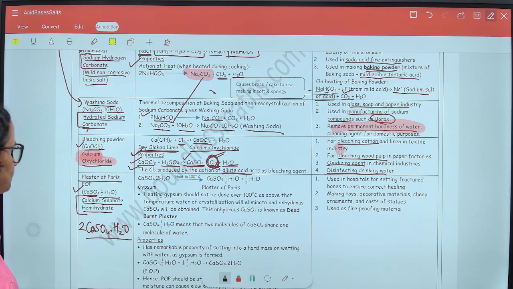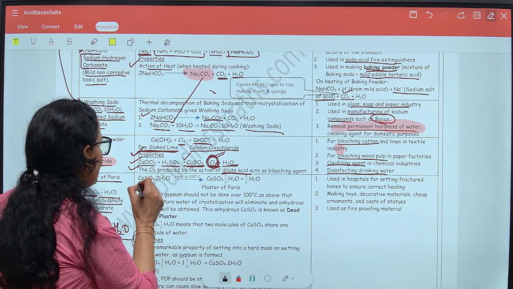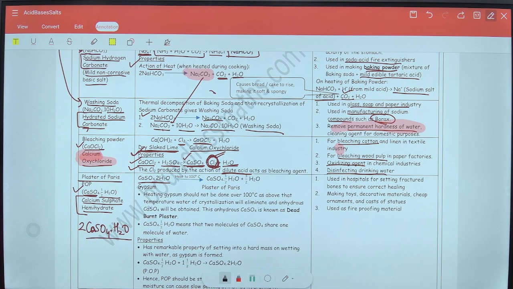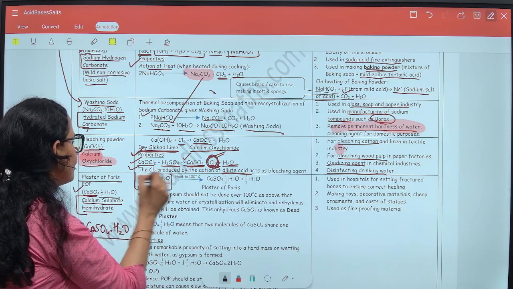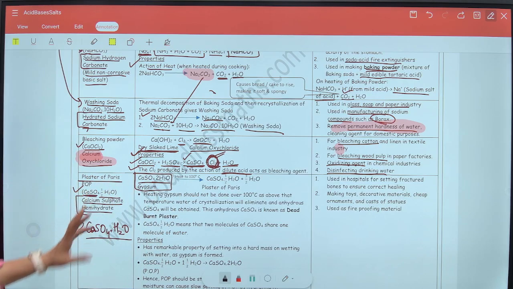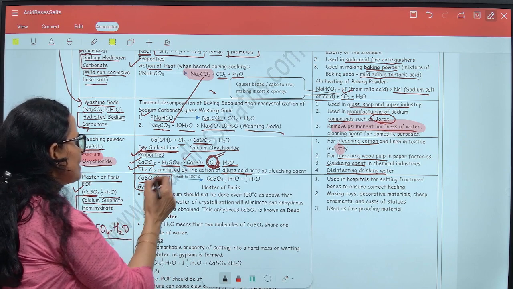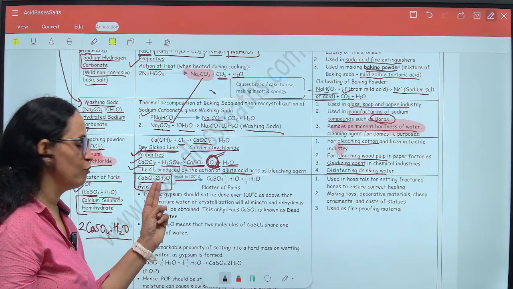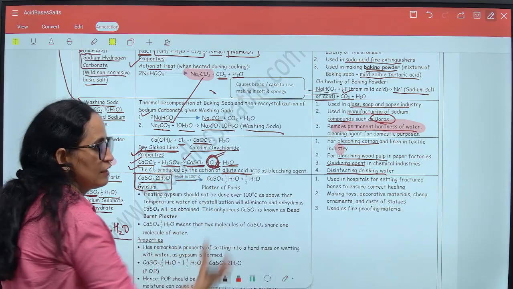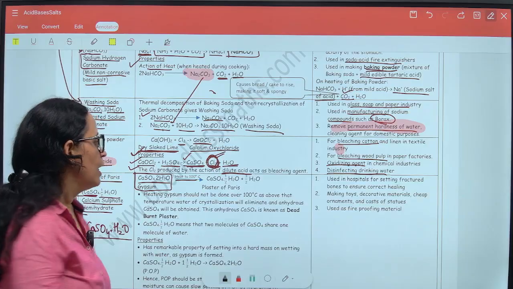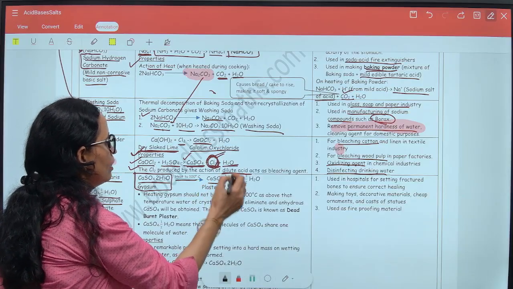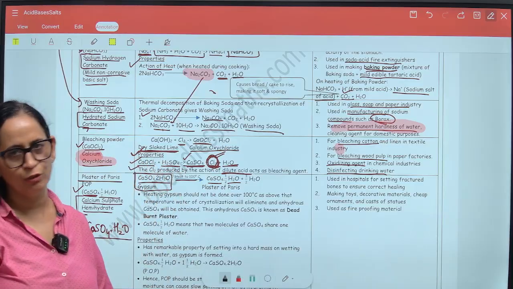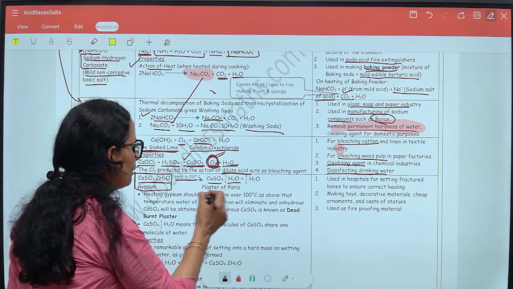Right? Understood? So now what is CaSO4.2H2O? This is called gypsum. Gypsum is a little different from plaster of Paris. Let's see what is the difference between them. When gypsum is heated to 100 degrees Celsius, because it has two molecules of water, some of this water will evaporate, and you will get calcium sulfate with half a molecule of water. That means two molecules of calcium sulfate with only one molecule of water attached to them, and now it is called plaster of Paris.